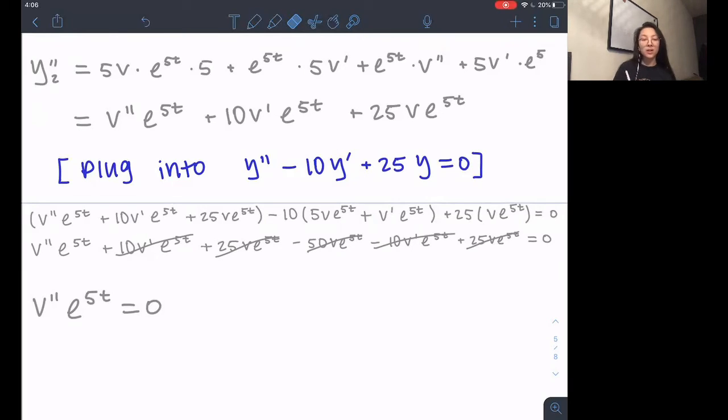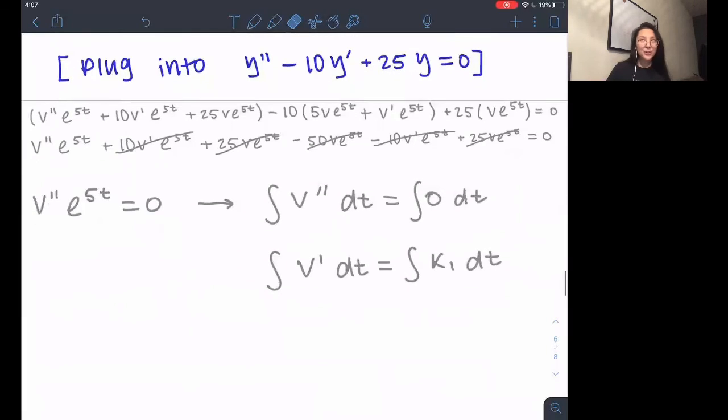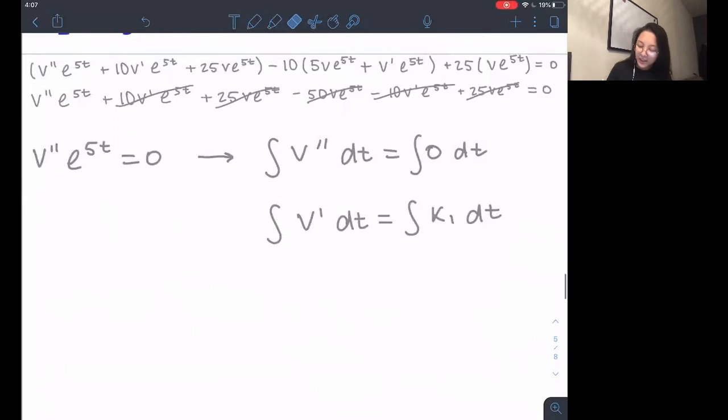Now, we're going to solve for just v, not v prime, not v double prime, just v. So to do that, we need to take the integral. And we're going to do it with respect to t because it's a function of t. So we take the integral, and then we get v prime equals k1, and that's what we're going to call our constant. Now we need to take the integral again, that's a tongue twister. And then you get v equals k1t plus k2. So k is our constant for now.